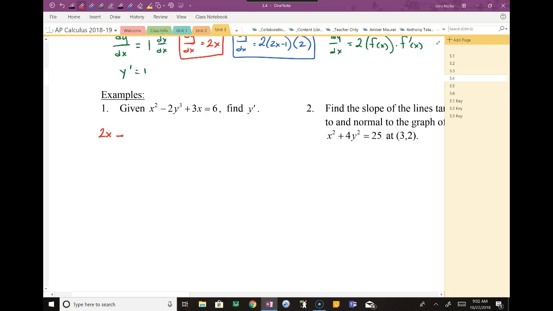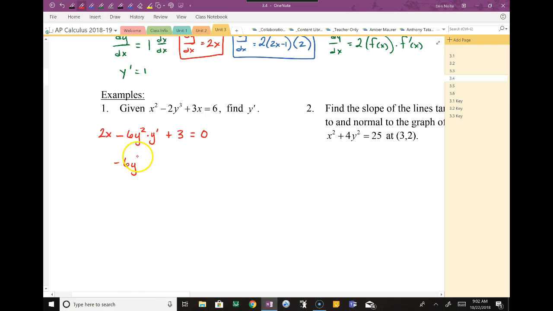What is the derivative of 2y cubed? 6y squared dy dx, or y prime, good. I'm going to write y prime because it's a little bit faster. Third term, what's the derivative of 3x? 3, good. And the derivative of 6 on my other side is 0, good. So now, all I'm going to do at this point is isolate the y prime. Everything else is going to get pushed to the other side. So how would you isolate y prime?